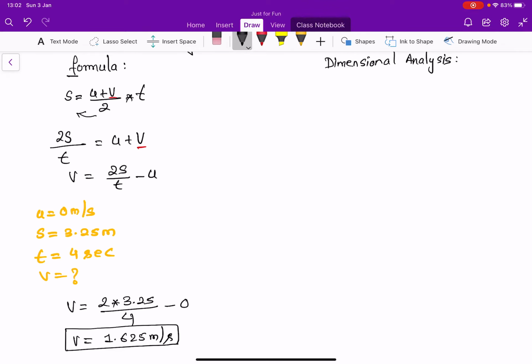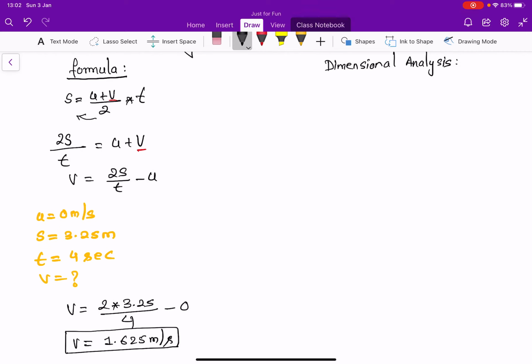Now what about dimension analysis? You have to remember what dimension analysis basically is. Dimension analysis is a technique which is used for physical quantities. So if you know your length, your time, your mass, then any quantity or any parameter can be converted into those fundamental dimensions, for example length or mass or time.